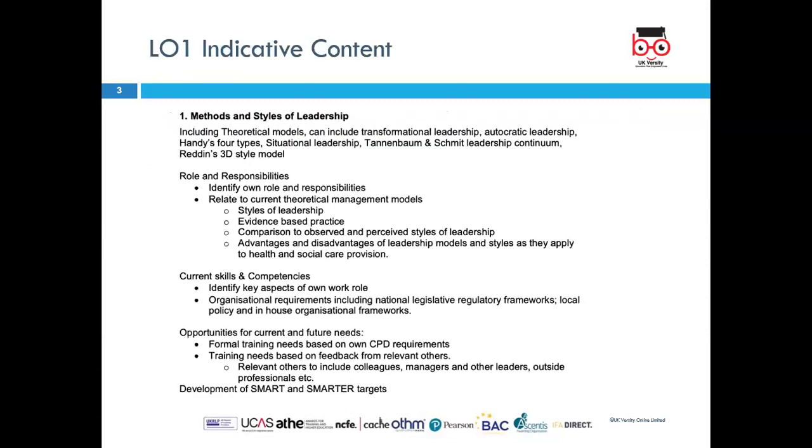The content that we will go through will comprise methods and certain styles of leadership. I'll walk you through all of them, and your roles and responsibilities. You'll have to identify your own role and responsibility, and then relate this to certain management models that have been given in theory. We'll talk about the different styles of leadership, what has been evidenced according to research, what the findings are, and how we go about working according to those findings.